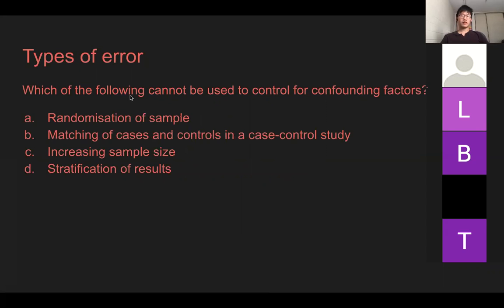Which of the following measures cannot be used to control for confounding factors? Yep, very good. You got a bunch of everyone saying C. Increasing sample size does reduce random error, but it won't help eliminate your confounding factors.